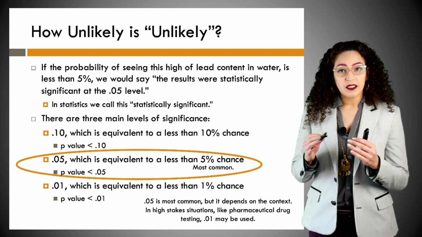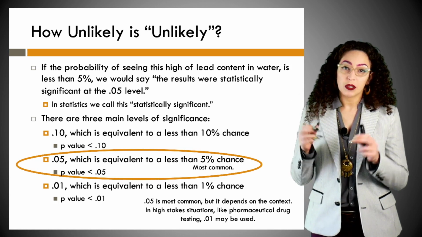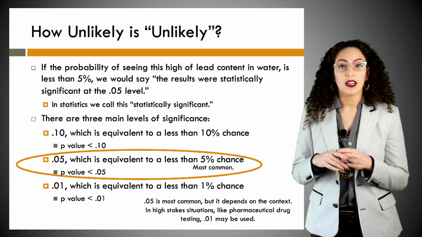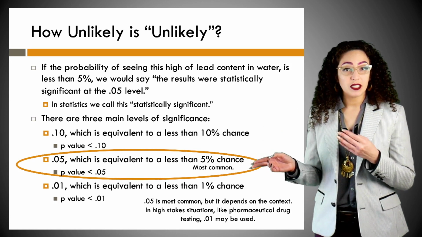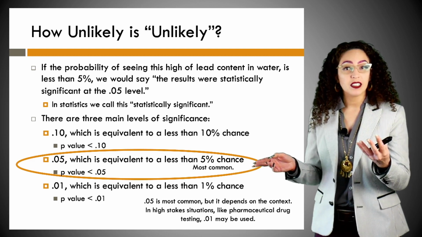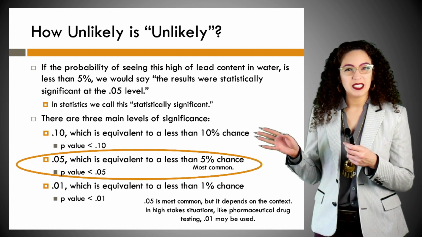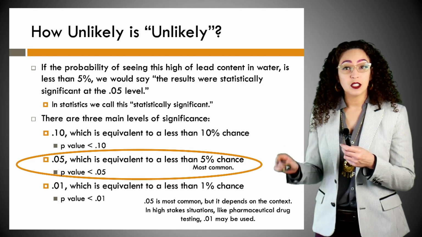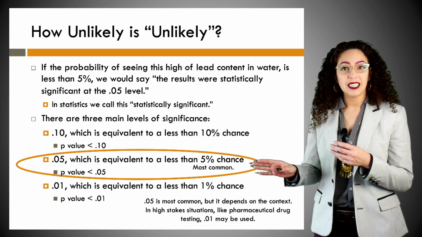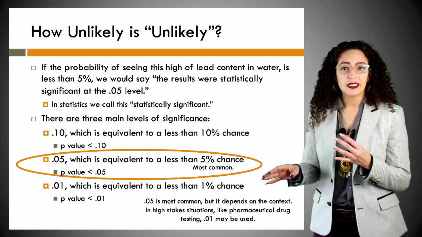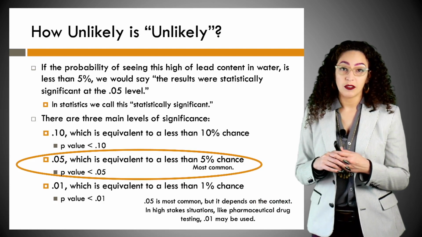If the probability of seeing this high of lead content in water is less than 5%, we would say the results were statistically significant at the 0.05 level. That 0.05 level corresponds to less than a 5% chance, and this is related to our 95% confidence too. There's also this 10% chance, but it's not used very often, and there's this 1% chance. And though this 0.05 is most common, it depends on the context. In a high-stakes situation, like a pharmaceutical drug, this 0.01 might be the cutoff used.